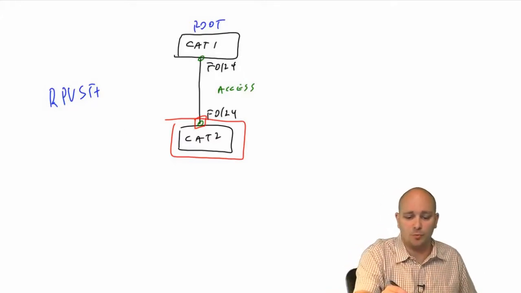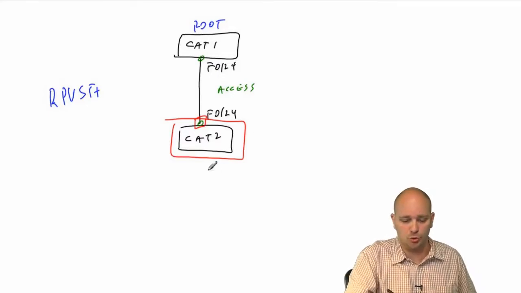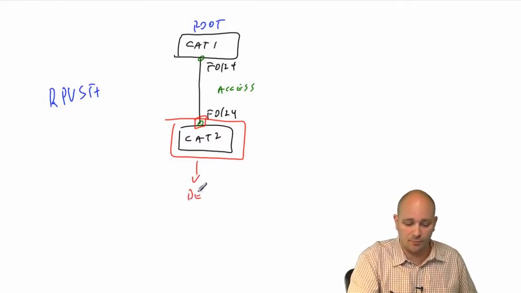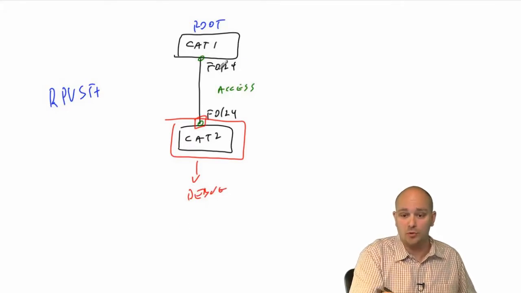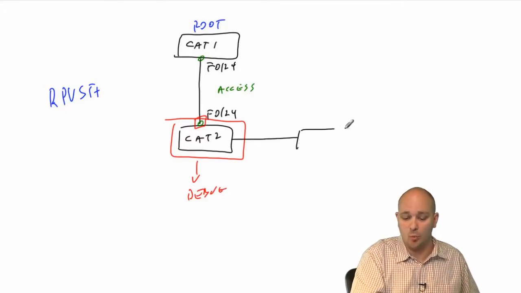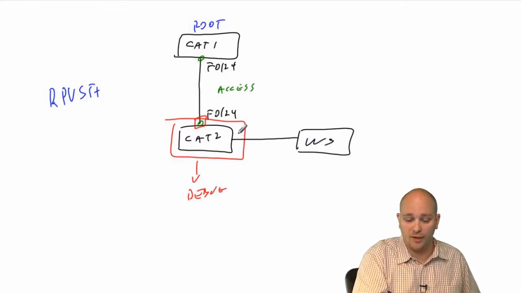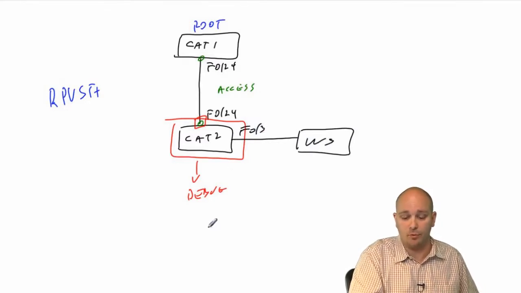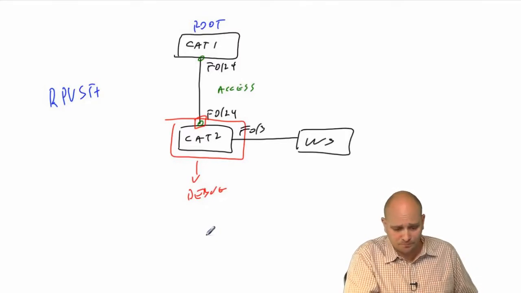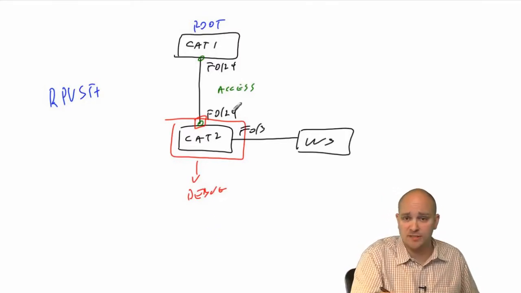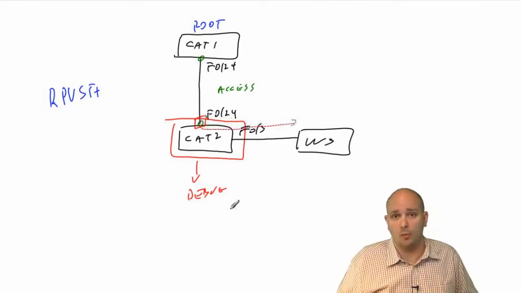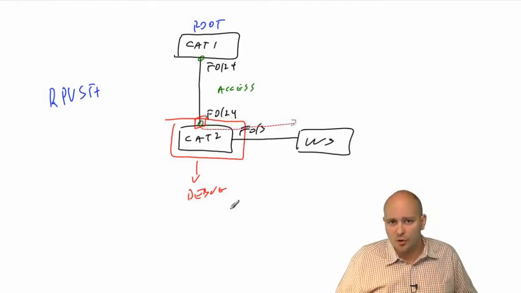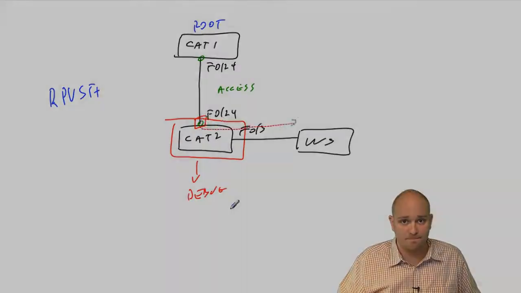To do that, I'm going to be using the combination of two tools. I'm going to be using some debug commands on Cat2, and also my handy Wireshark, which is going to be connected to FastEthernet 0/3 port here on Cat2. To start with, I'm just going to mirror the traffic from this port to my Wireshark station. So let's go ahead and configure this.